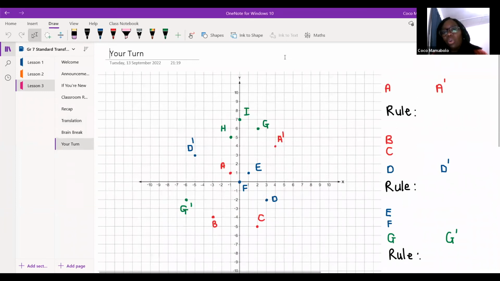All right, now we're going to do A and A prime. I'm going to highlight them quickly. Here's A, this is A. Give me the coordinates for A in the chat and give me the coordinates for A prime in the chat. Guys, you've got 1 minute, go.